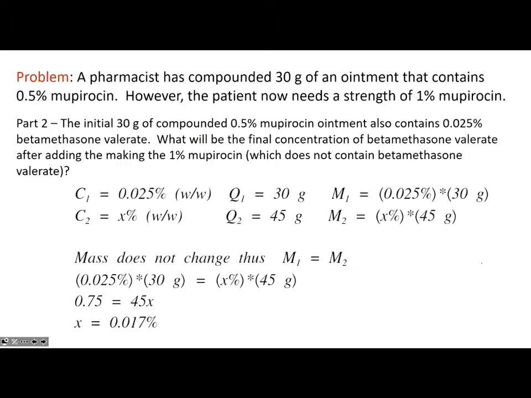So let's do a quick check here. Make sure I've got a percent here and a percent here. I've got grams here and grams here. So my units are the same. So let's just do the math. What is 0.025 times 30? It's 0.75. What is X times 45? 45X. All you've got to do then is divide both sides by 45, and numerically you get an answer of 0.017. And remember, X equals what? X equals the percent, so it's 0.017%, and that's the concentration of the betamethasone after you've combined the two mupirocin ointments.